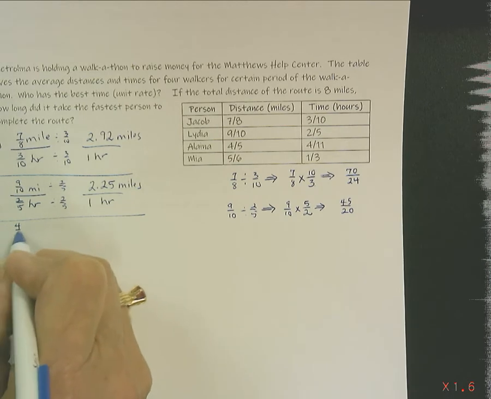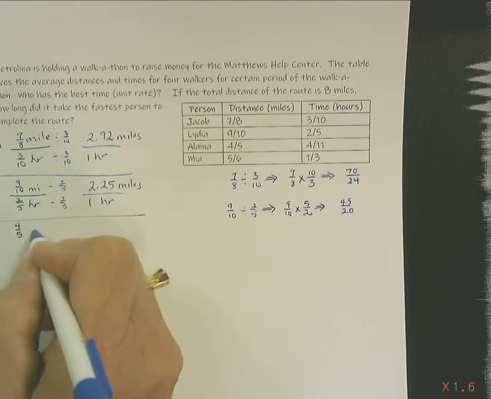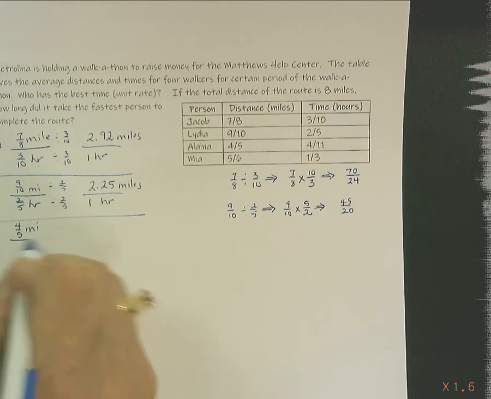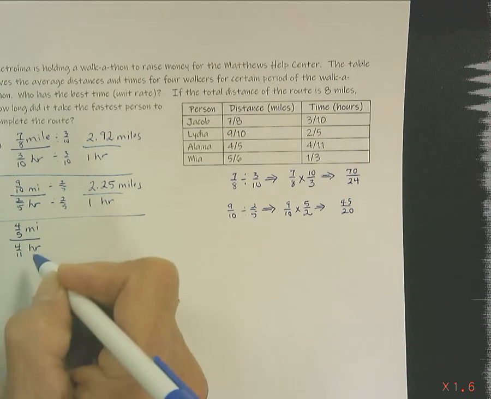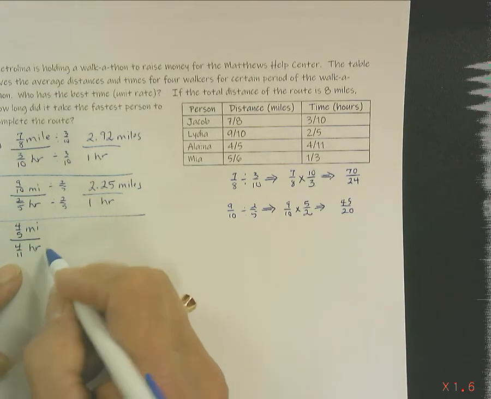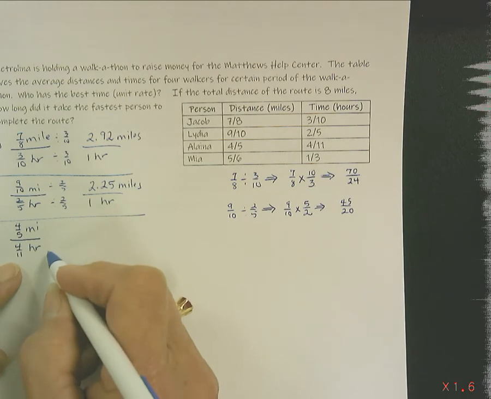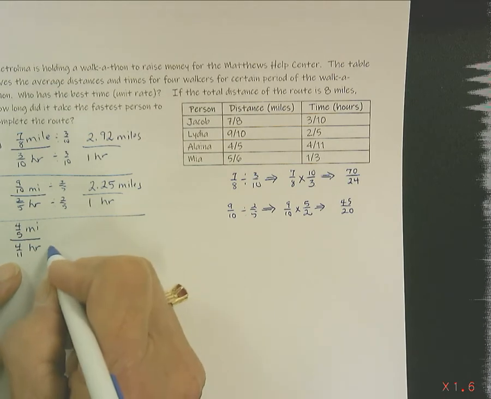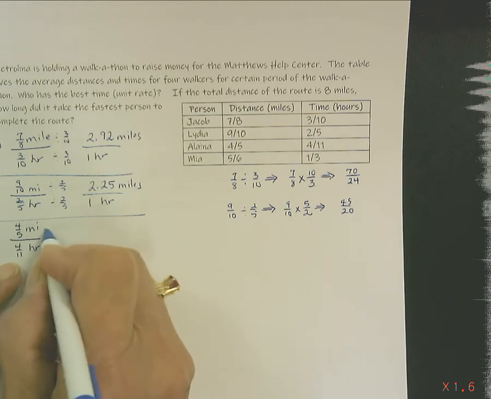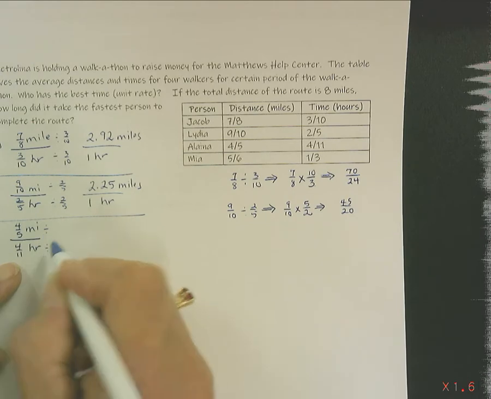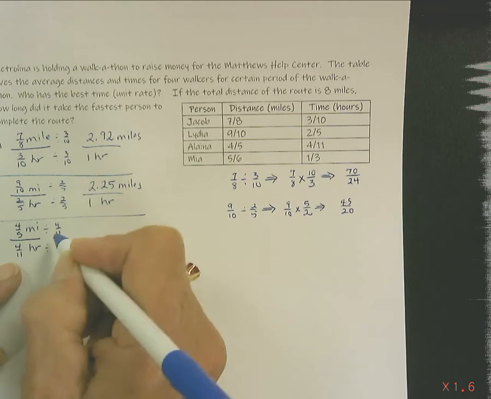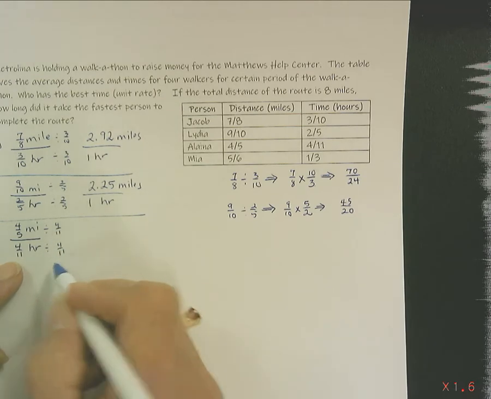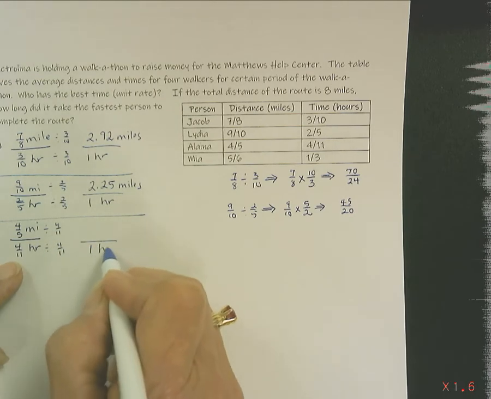Elena can go 4/5 mile in 4/11 of an hour. So what am I going to do first, Lydia? We're going to divide the top and the bottom by the bottom number. And then the bottom is 1 hour.